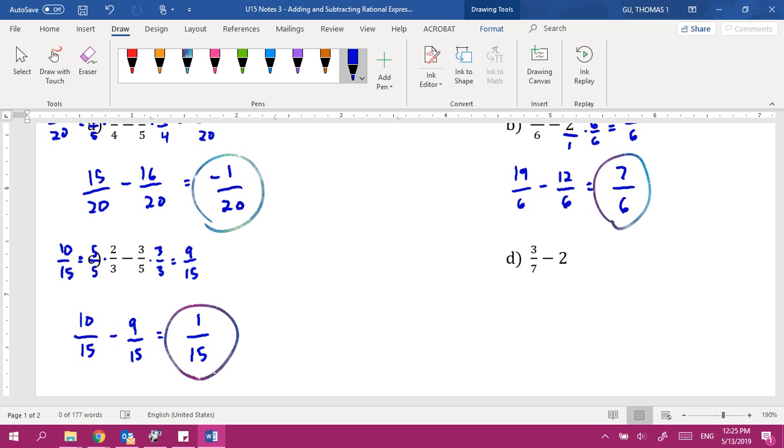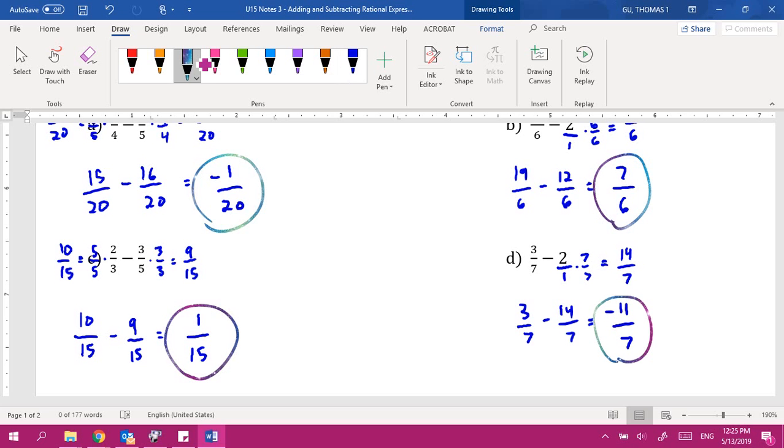And on to the last one, D. What should I do first on D? Put a 1 under the 2, right? And then what is the least common denominator? 7. So what should I multiply 2 over 1 by? 7 over 7. What does it become? 14 over 7. Right? And so now what am I actually doing? 3 over 7 minus 14 over 7. Which is? -11. That is correct. Very good. Negative 11 over 7.